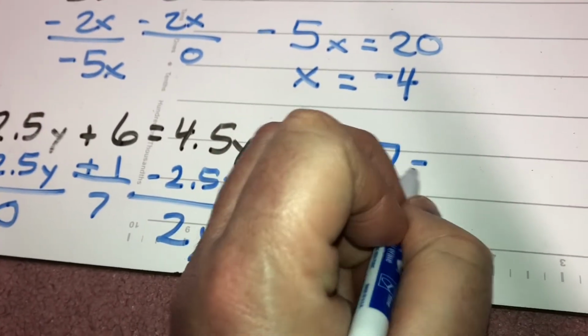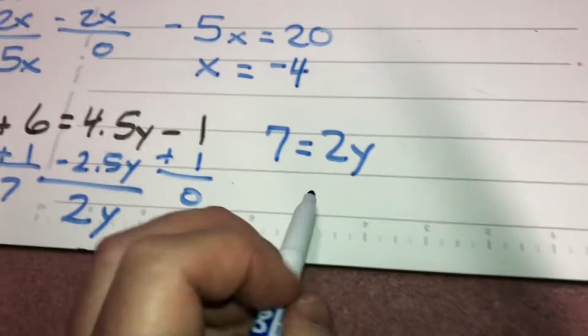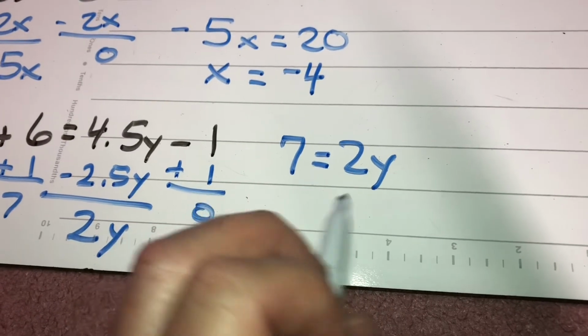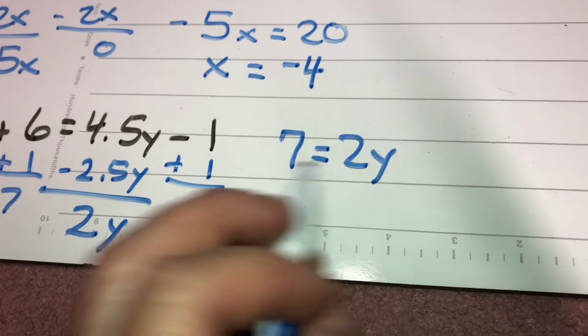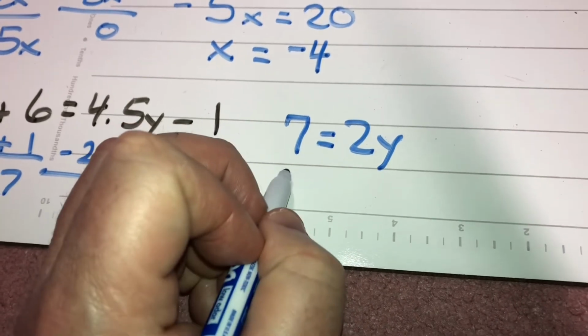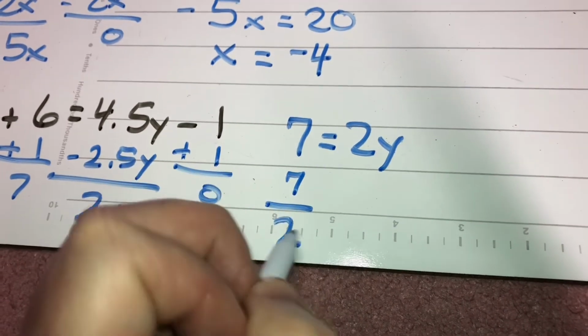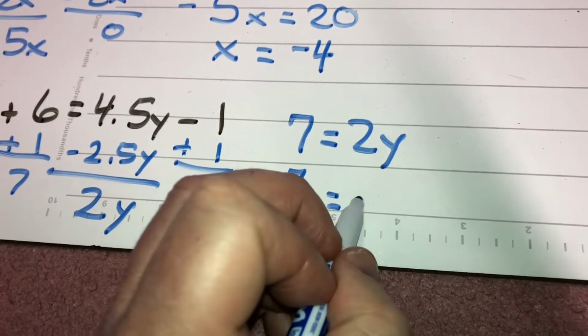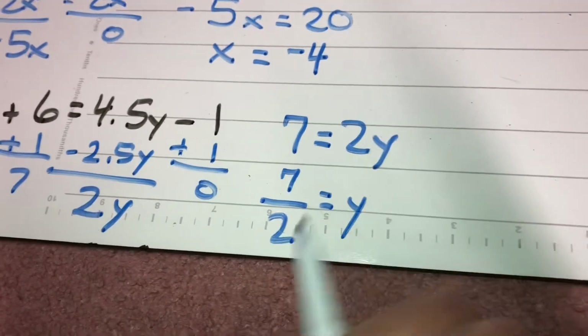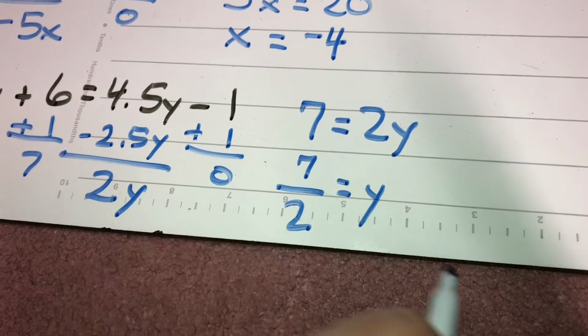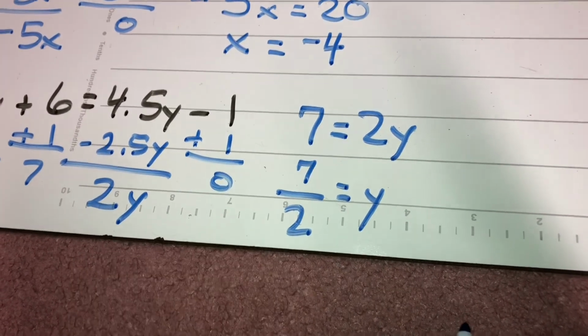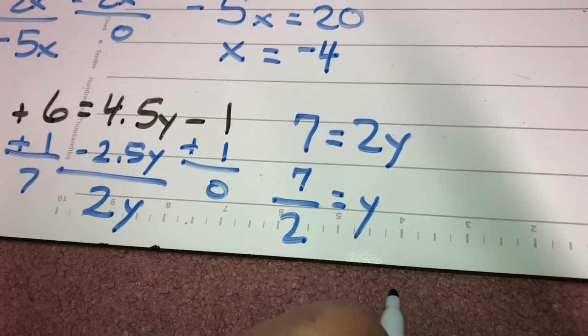So 7 equals 2y, which means I'm dividing everything by 2 to get y by itself. Well, 7 divided by 2 is going to be 7 over 2. 2y divided by 2 is going to be y. So I could leave my answer like this as y equals 7 over 2, because 7 over 2 is in simplest form, and that would be okay.